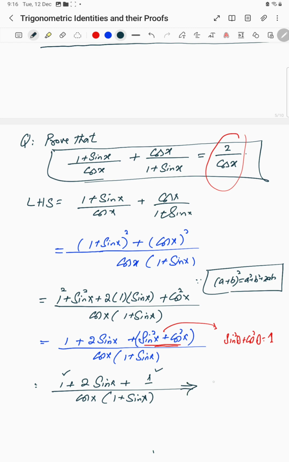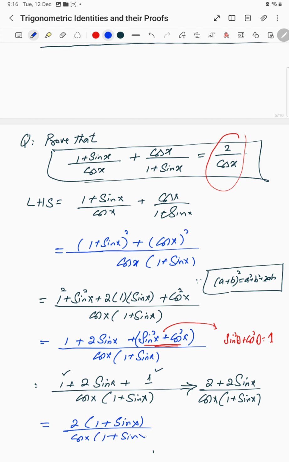This goes to be 2 plus 2 sine of x over cos of x into 1 plus sine of x. From the numerator here you can see what looks to be common. Yes, 2 can be taken as common, so the rest is 1 plus sine of x, and in the denominator we have cos x times 1 plus sine x.